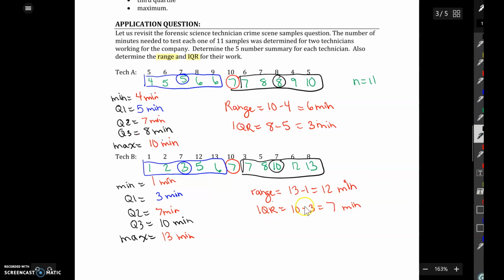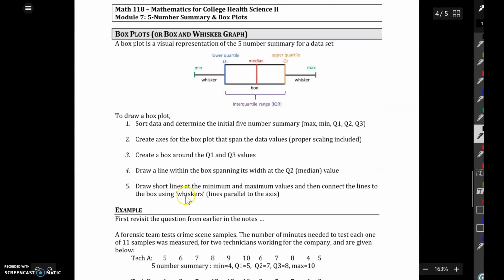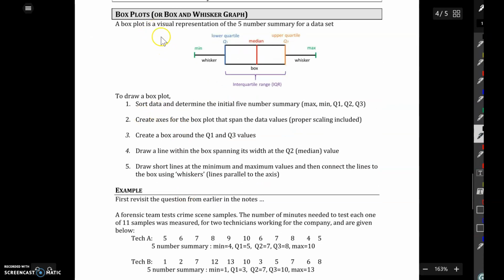Excellent. Now that we know how to calculate the 5-number summary for any data set, we're ready to begin drawing our box plots. So a box plot is simply a visual representation of the 5-number summary. We see a box going from the Q1 value to the Q3 value with a line signifying the median value in the middle. And then we see whiskers going from the box to the minimum value and going from the right-hand side of the box to the maximum value.